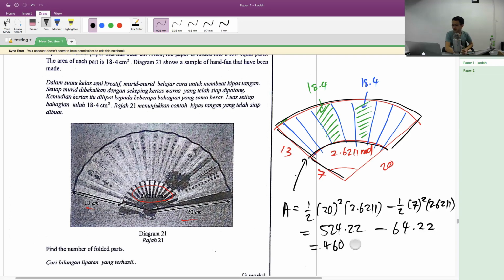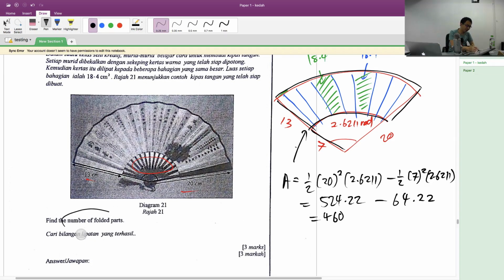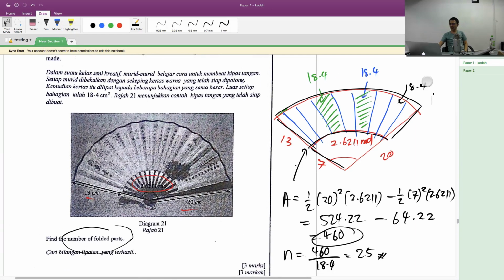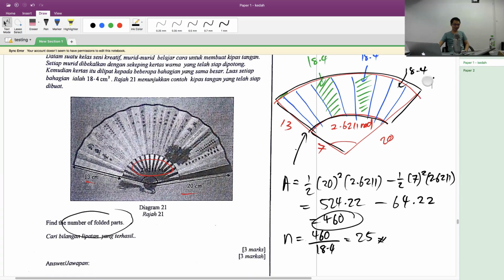460. After we get 460, we want to know how many 18.4 we have in order to find the number of folded parts. So to find the number of folded parts, I will use total area divided by each area, 18.4, and I use the calculator. The calculator tells me it's 25. That means the whole area of 460 can fall into 25 of 18.4. I hope you can understand this one. 3 marks. It's not really hard, but you just need to make yourself understand.